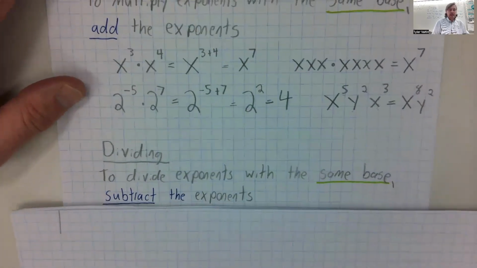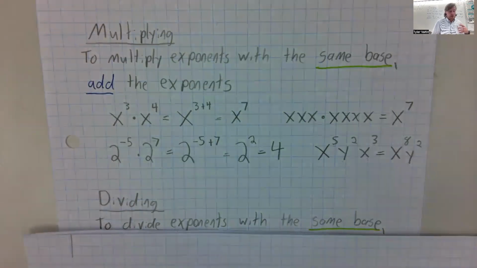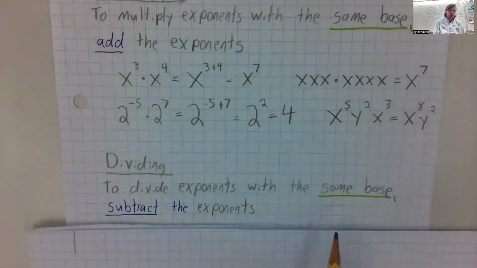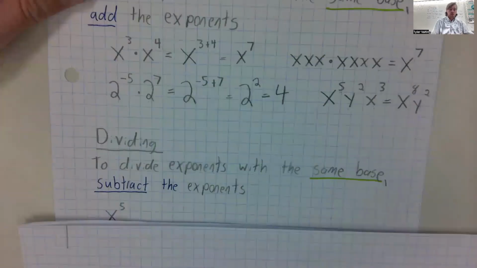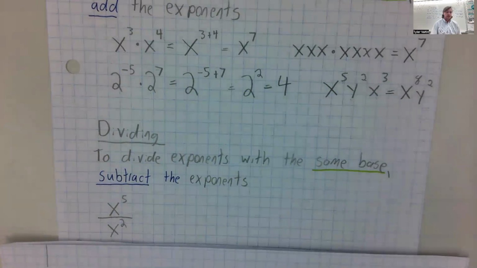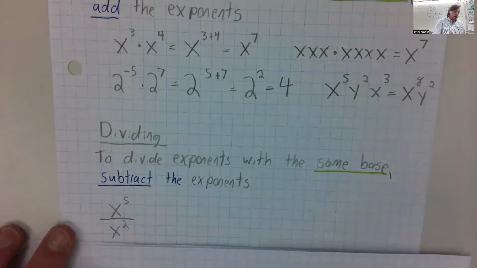Now, it would make sense that multiplying and dividing are opposite. So when we're dealing with the exponents, we're going to do the opposite. And that is true here. To divide exponents with the same base, again, same base is key, we're going to subtract the exponents. And our first example problem here, a division, x to the fifth divided by x squared.